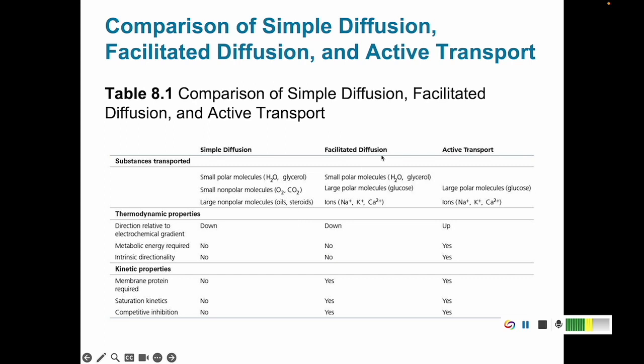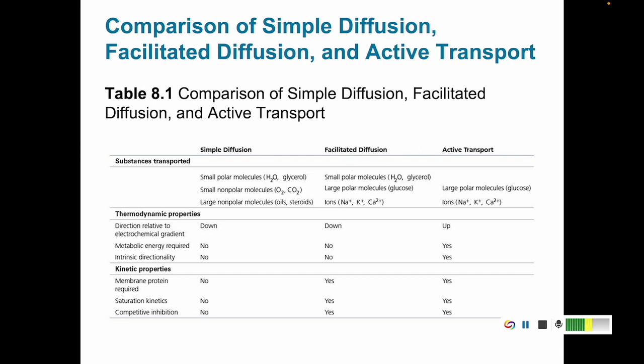Then facilitated diffusion is going to move still small polar molecules, so we can still move water. We can move large polar molecules, so things that are large and have a charge or just a hint of a charge that aren't able to go through diffusion. Things that are polar like glucose, or things that are fully charged and ionic like sodium, potassium, and calcium, are going to need some sort of channel. So they're going to go through facilitated diffusion.